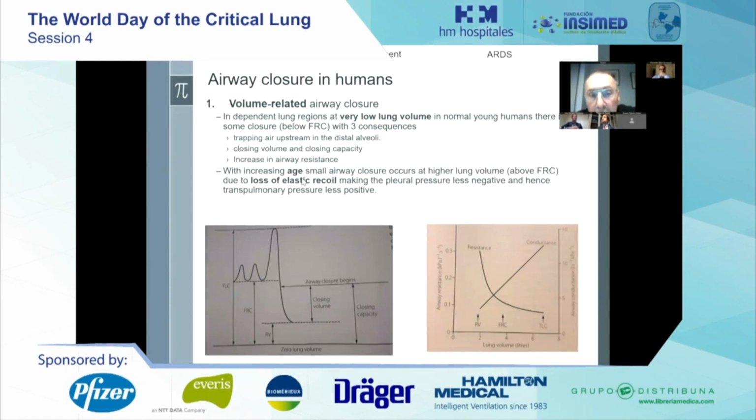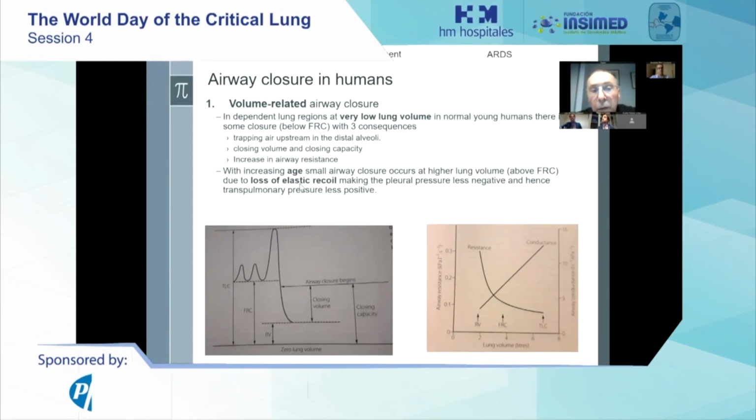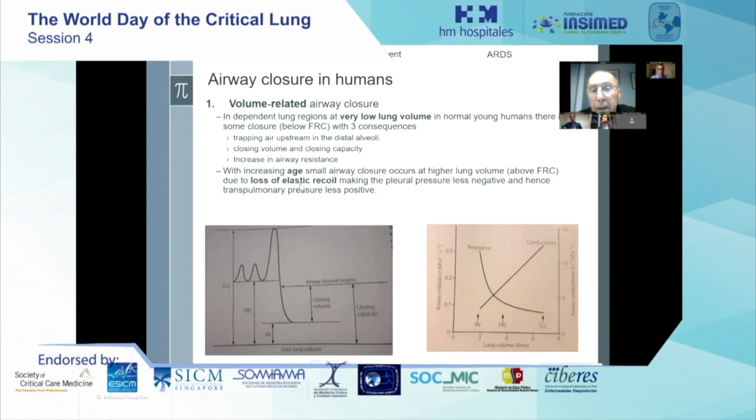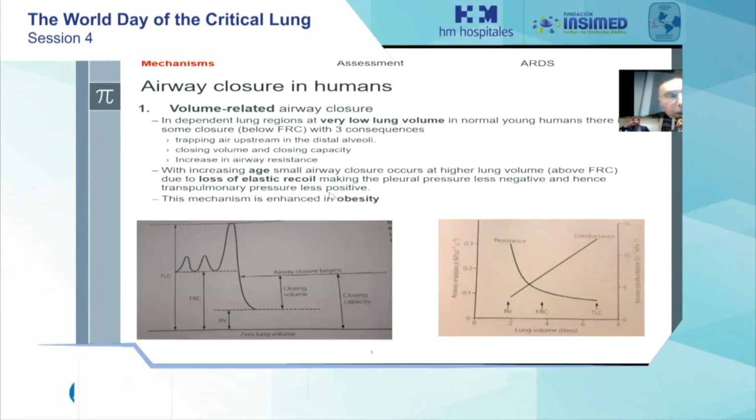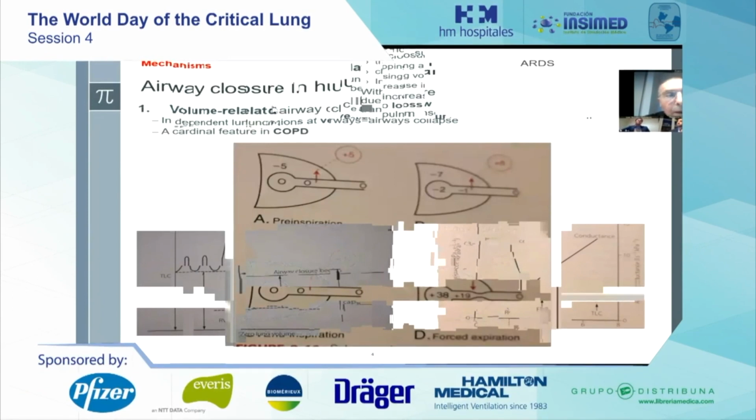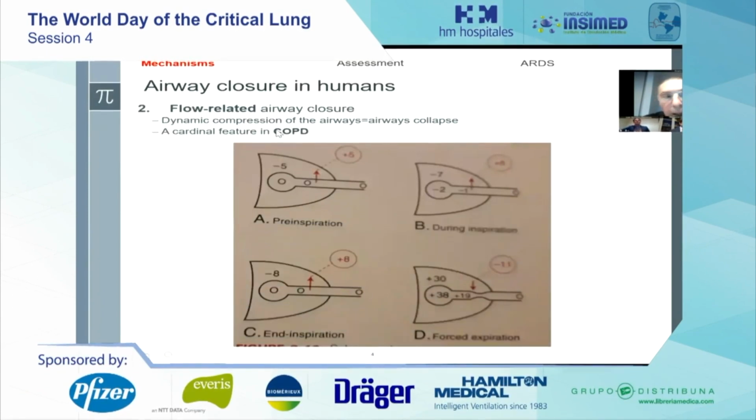With increasing age, the small airway closure can occur at higher lung volume, I mean above FRC, and it is due to a loss of elastic recoil with aging, making the pleural pressure less negative and hence the transpulmonary pressure less positive, making the airway prone to close. And this mechanism is enhanced in obesity. The second mechanism is a flow-related mechanism for the airways to close. And it is also called dynamic compression of the airways or airway collapse. And it is a cardinal feature in COPD.